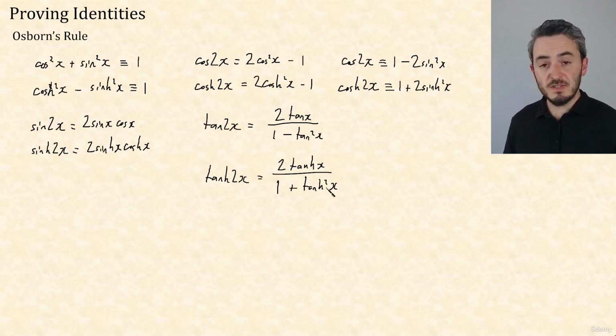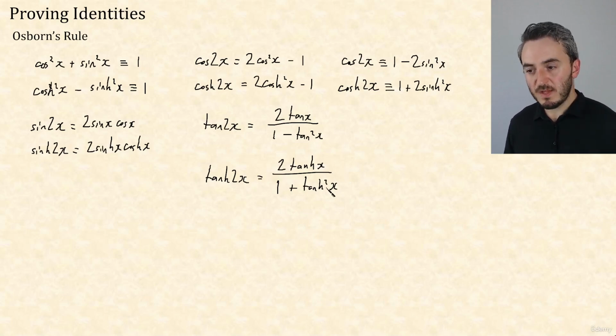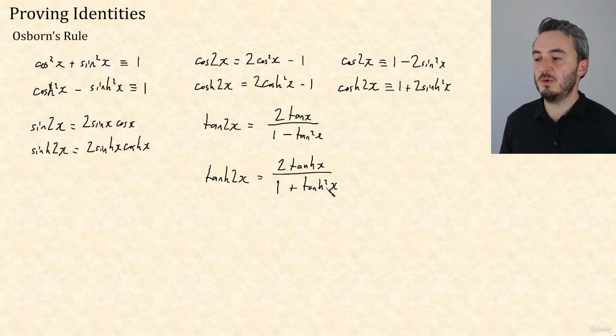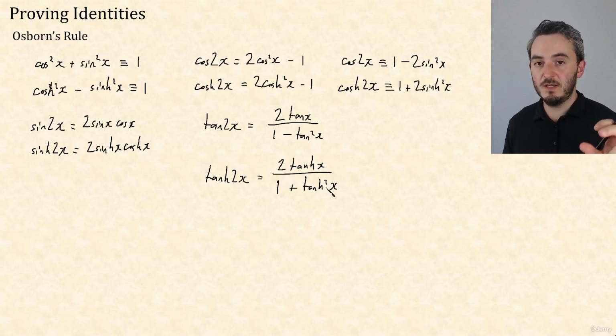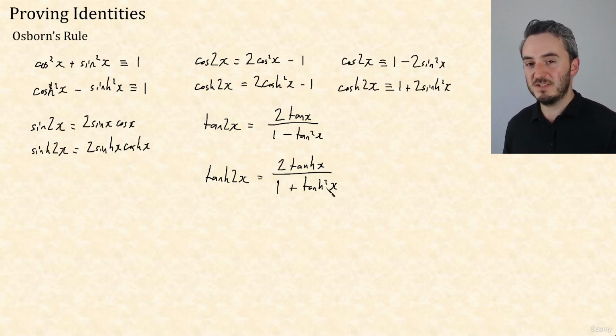So this is a shortcut you can use, or at least it can help you remember these identities. Any trig identity that you know that features either a sine squared x or basically a tan squared x, you just replace anything else with the equivalent hyperbolic, but replace the tan squared with a minus tanh squared, and sine squared with a minus sinh squared. So a useful little rule you can use.